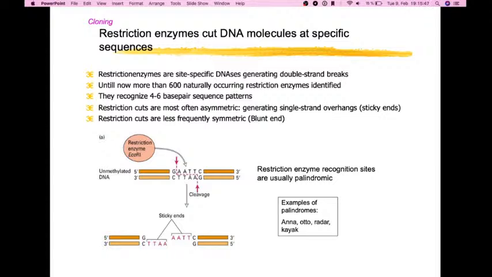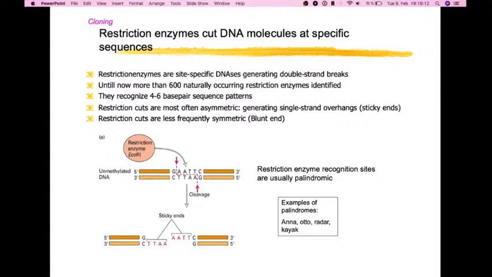So restriction enzymes, what do they do? They cut DNA molecules at specific sequences. Restriction enzymes are site-specific DNases generating double-stranded breaks. Until now, 600 naturally occurring restriction enzymes have been identified, recognizing sequence patterns of 4 to 6 base pairs, and they cut frequently to do the work.